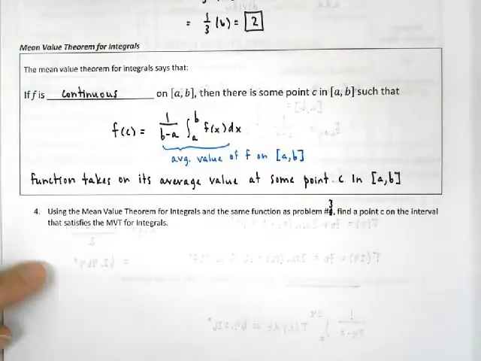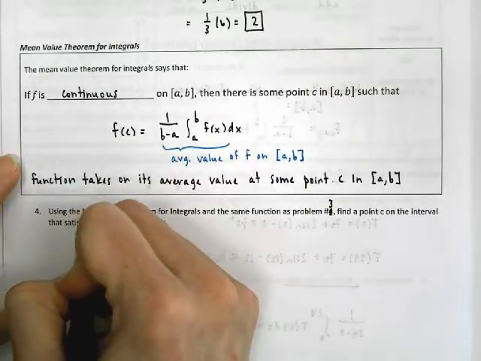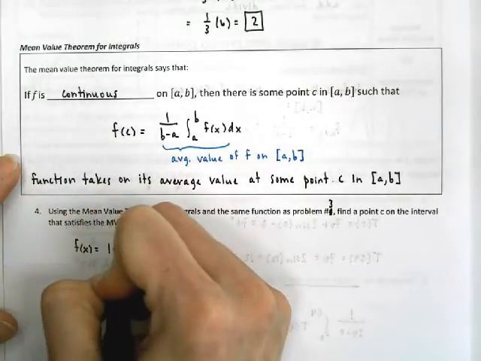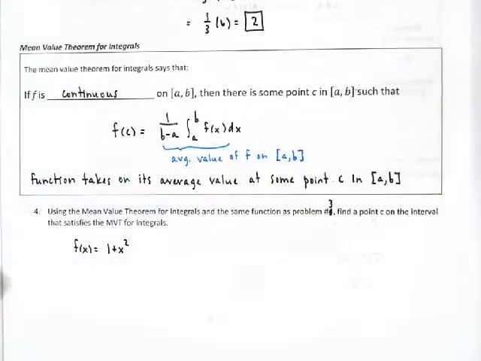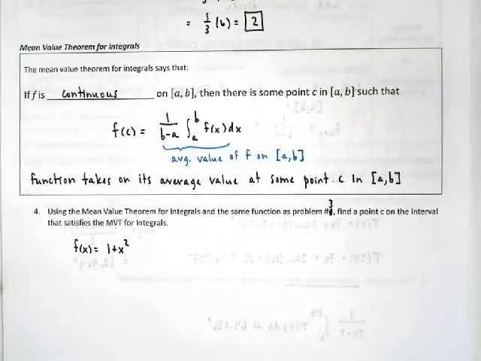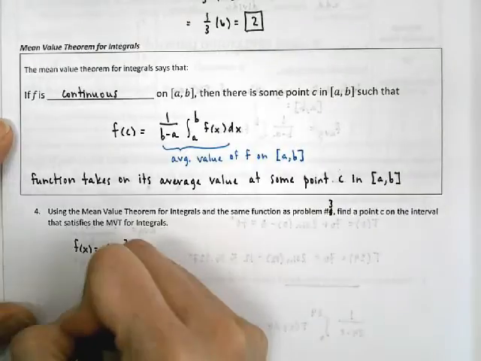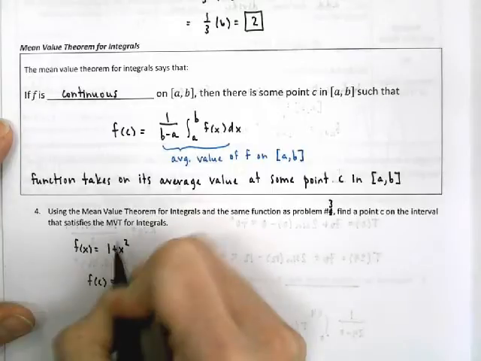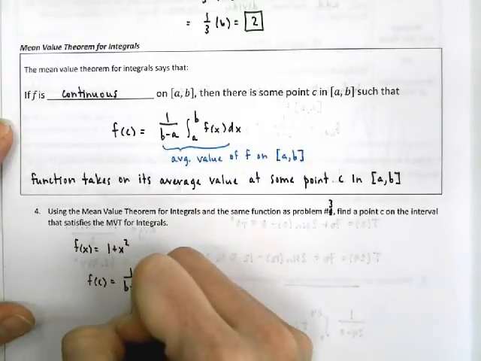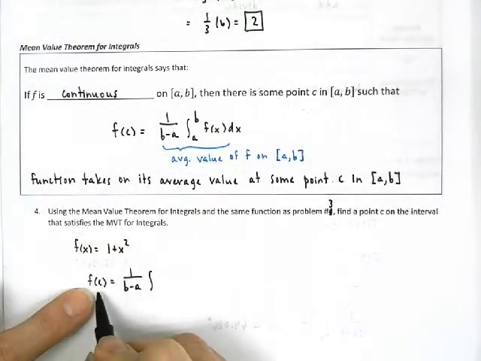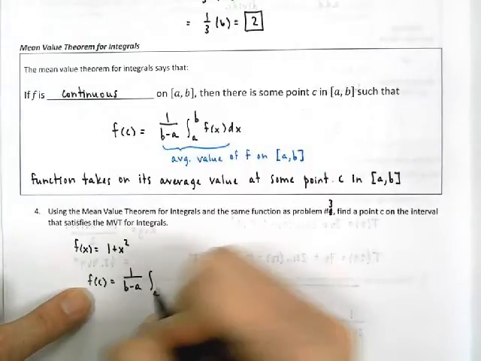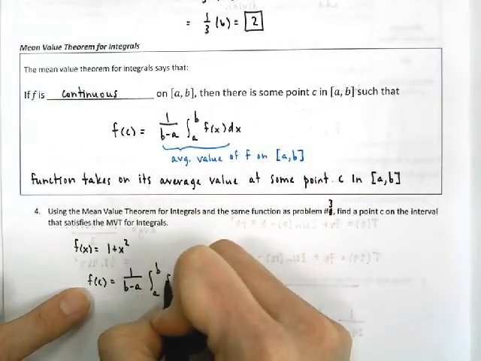So if we're going to use it, first we need to check. My function is 1 plus x squared. Since that's a polynomial function, I know it's going to be continuous everywhere. So we know that MVT applies. We always want to check that first. So now we want to find the point C where f of c is equal to the average value of the function. So we want to find where does that function value equal its average value.